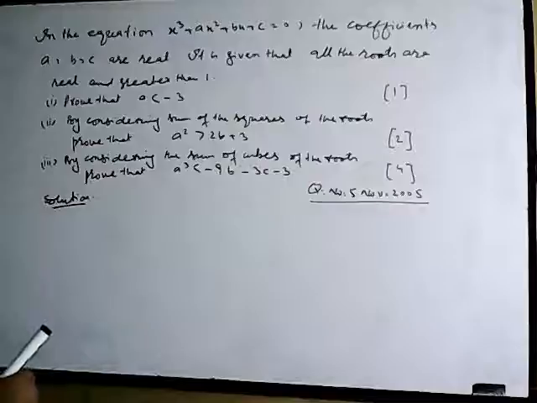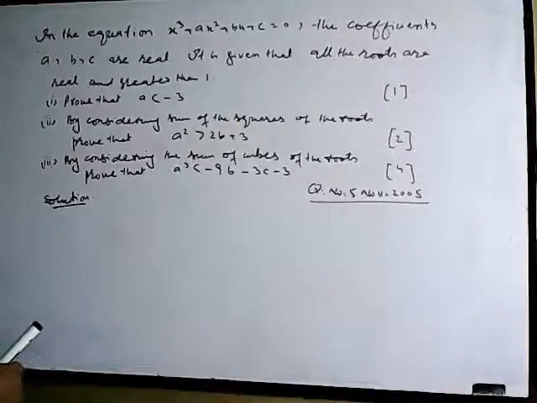Then we have to prove, by considering the sum of the squares of the roots, that a squared is greater than 2b plus 3, for 2 marks. Then third, by considering the sum of the cubes of the roots, prove that a cubed is less than minus 9b minus 3c minus 3.